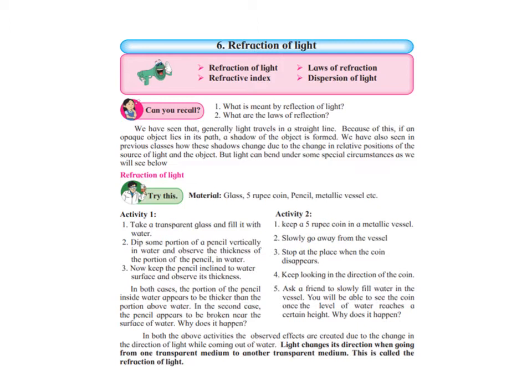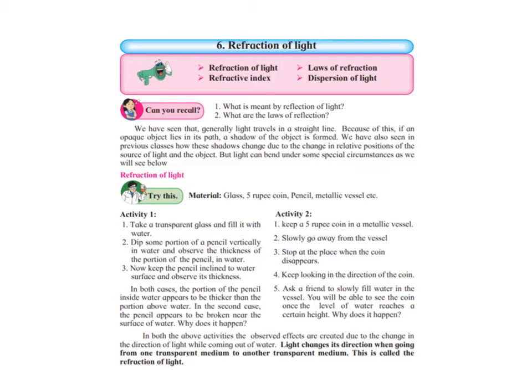Now we will be learning something called as refraction of light. Now we have seen that generally light travels in a straight line. Because of this, if an opaque object lies on its path, a shadow of the object is formed. We have also learned in the previous classes how these shadows change due to the change in the relative position of the source of light and the object. But light can bend under some special circumstances that we will be learning now.